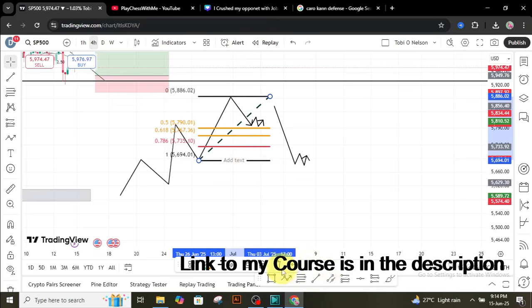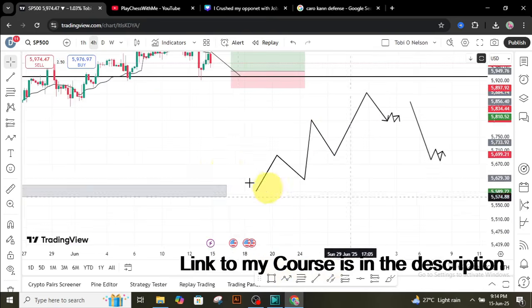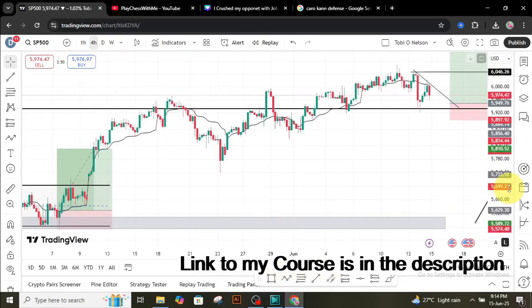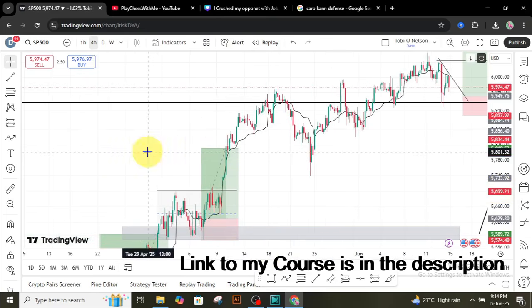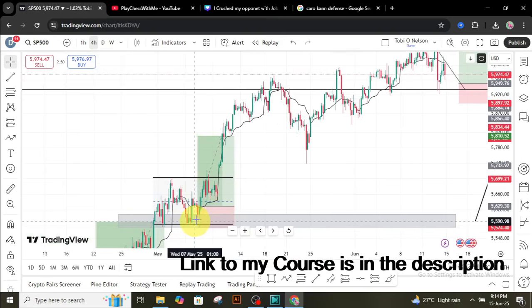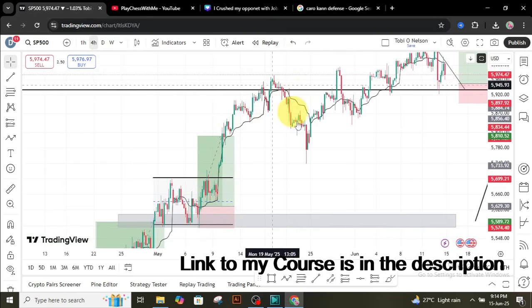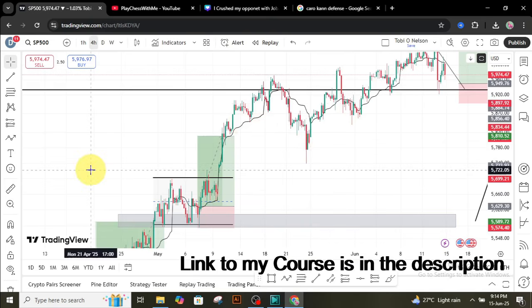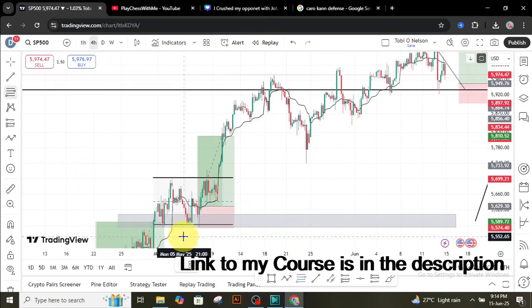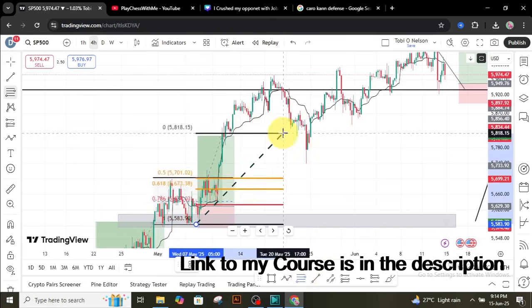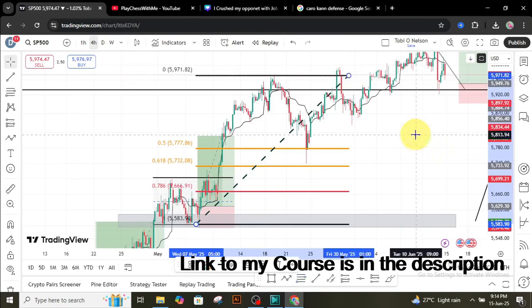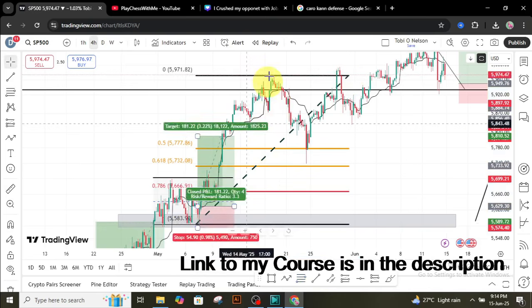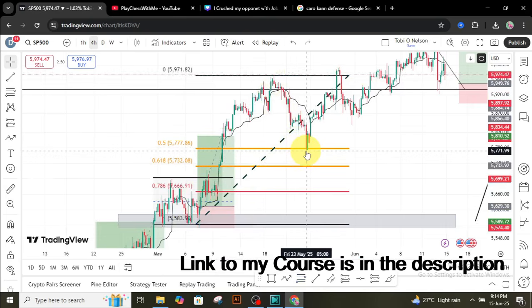So let's apply this to the real market and see what is actually going on. Here, from this place to this place is an impulsive move, and this is a retracement. So let's look at our Fibonacci. After this, you can see the price actually pushed up and then retraced to the Fibonacci retracement.